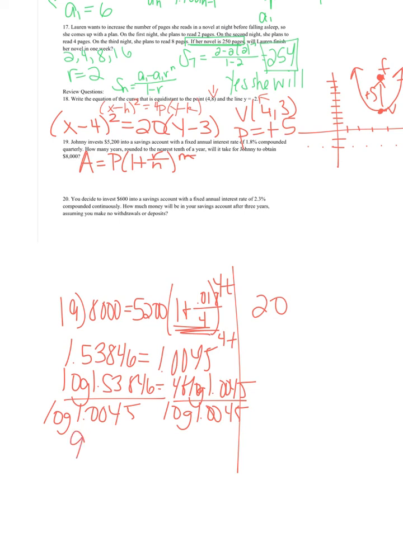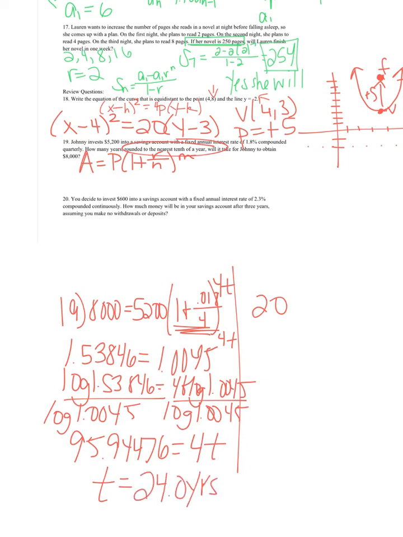And I get 95.94476 is equal to 4t. So t, this is rounded to the nearest tenth. So in my calculator, I divide by 4 and I round. So this is 23.98, which becomes 24.0 years.